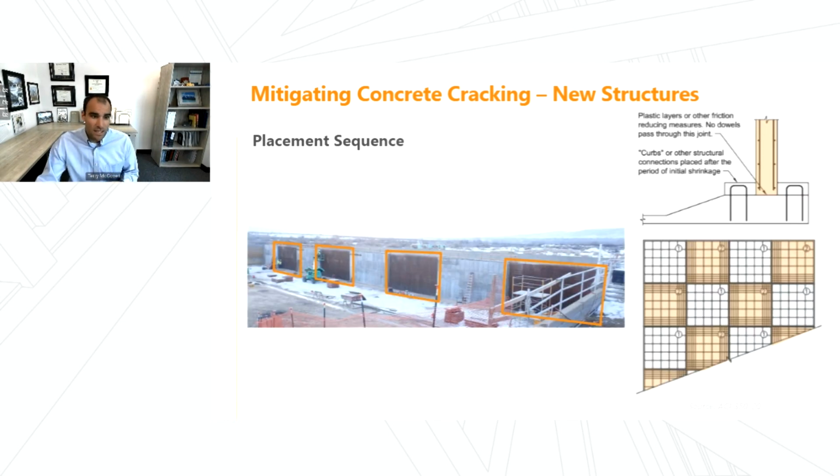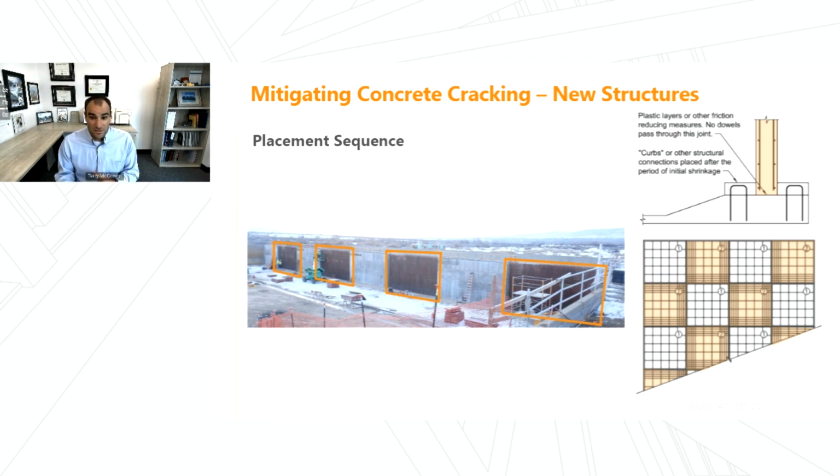The last one, and maybe one not to hang your hat on too strongly here, is placement sequence. So we've got some examples here of the orange highlights of placements that are occurring second. Certainly our structures are massive, and so we're going to end up with multiple placements in a lot of these. And sometimes that placement sequence can help us to introduce joints that may help mitigate cracking.